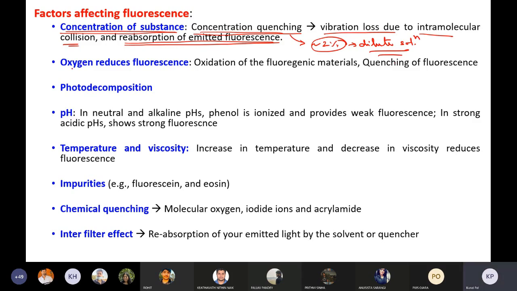Then the presence of oxygen reduces fluorescence because oxygen can induce oxidation of the fluorogenic material. Okay. Then photodecomposition may happen. Suppose you have a compound A and it is emitting some light. However, the light which is being emitted is causing the degradation of A, or it is inducing the degradation of A.